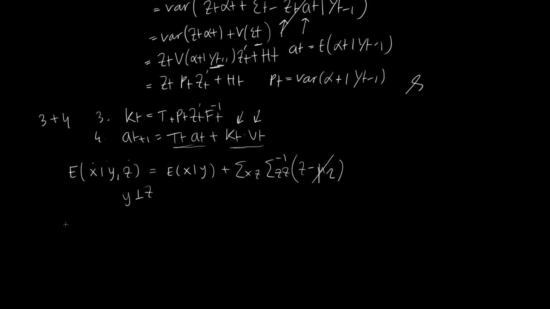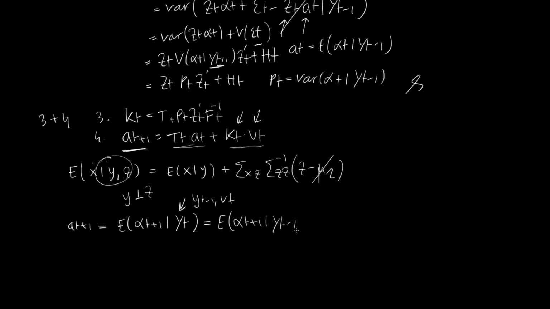Now, we're just going to continue by writing down the definition of A_{t+1}. A_{t+1} is by definition the expected value of alpha_{t+1} given Y_t. Now to get it in this form, we split up the Y_t information set into Y_{t-1} and V_t. So you get the expected value of alpha_{t+1} given Y_{t-1} and V_t. So we find that this is x, this is y, this is z.